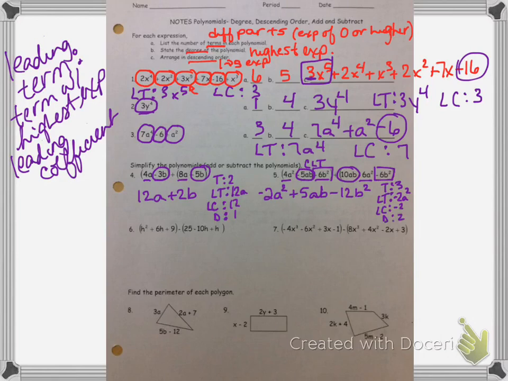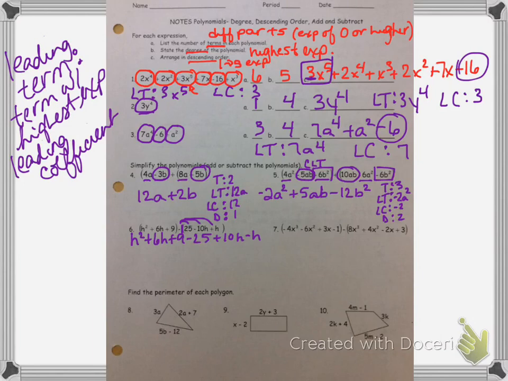Now, I want you to look at number 6 very carefully, 6 and 7. They're very similar to what we just did, but instead of a plus in the middle, there's a minus. So remember, that is a negative 1, and we're going to have to distribute that. So we have h squared plus 6h plus 9 minus 25 plus 10h minus h. So now we can collect like terms.